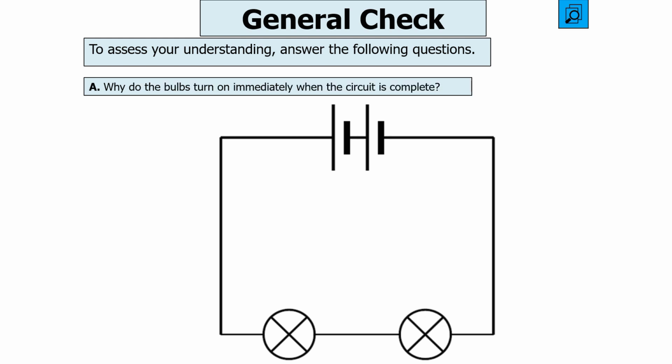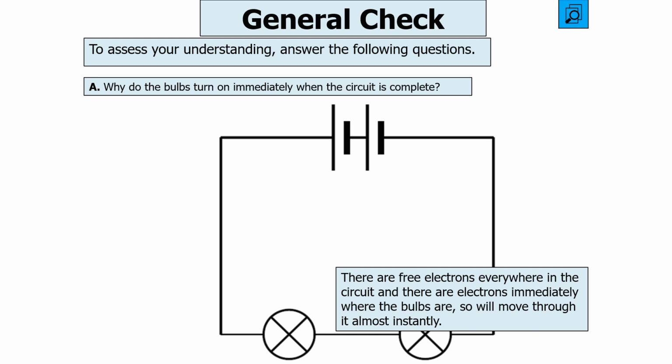The next question says, why do bulbs turn on immediately when the circuit is complete? Pause the video now, then unpause the video when you want to go through your answer. Right, there are free electrons everywhere in the circuit, including immediately where the bulbs are, so they will move through almost instantly.